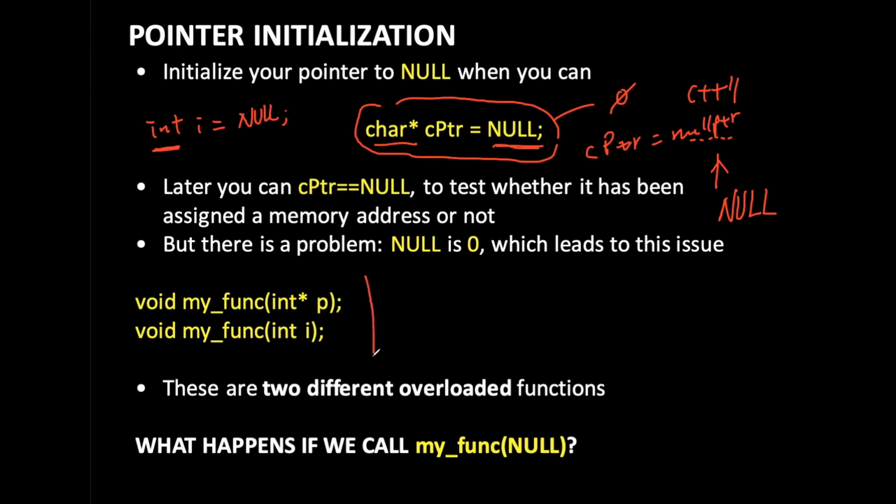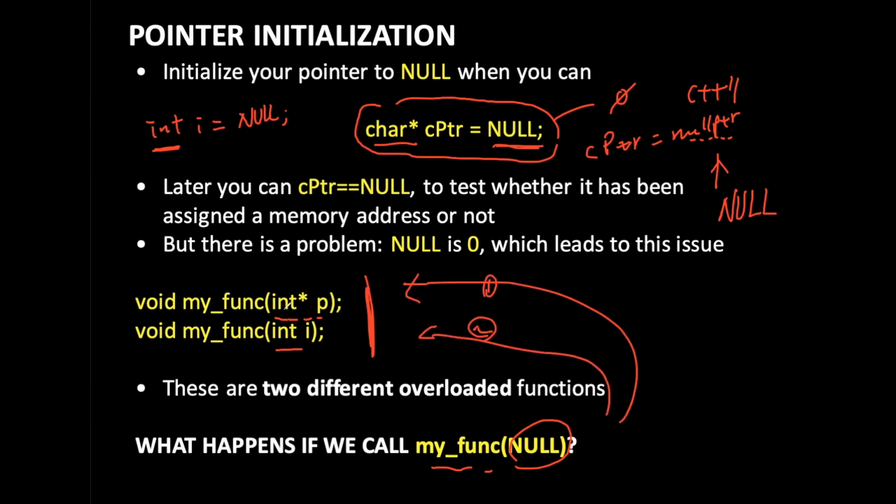And this is illustrated in these two examples, where one function takes an integer pointer and the other one takes in an integer. When you call my function with the NULL, the compiler doesn't know whether you're calling the first one or the second one. By nullifying your integer variable with a null pointer, your compiler will be able to resolve this very easily. Remember, NULL is 0. Therefore, it is an integer constant 0.